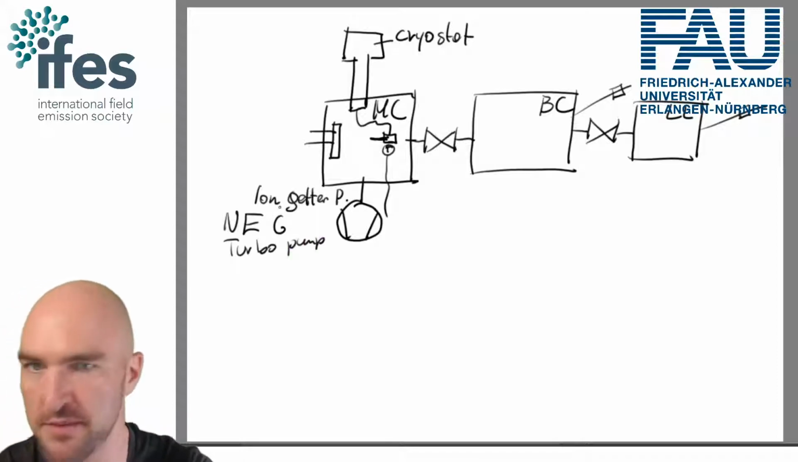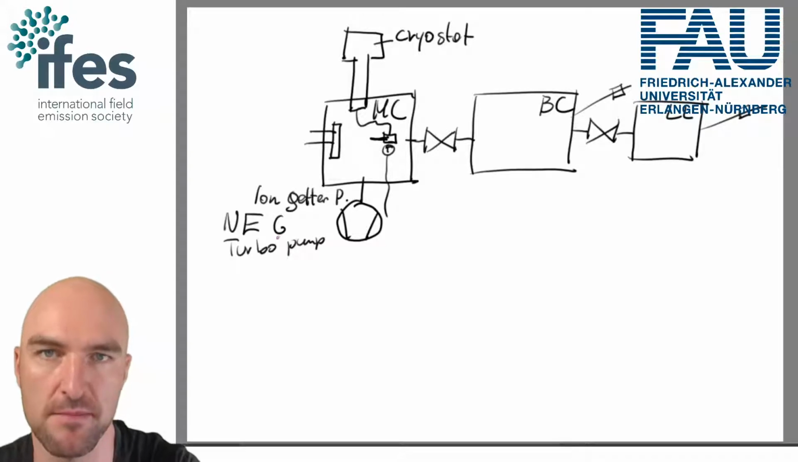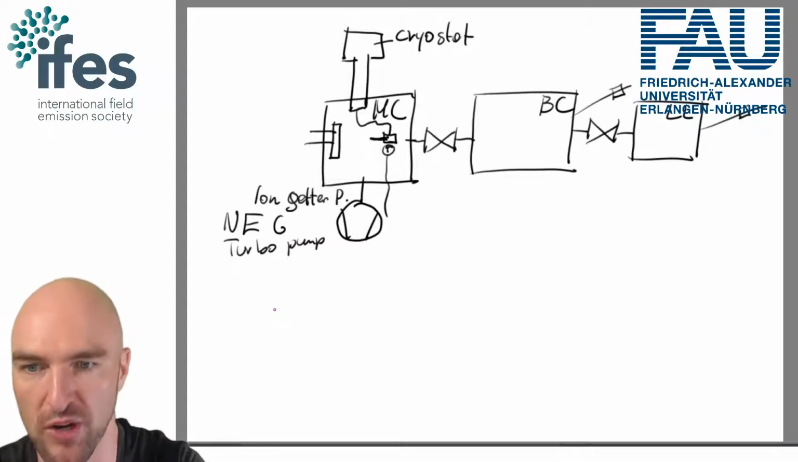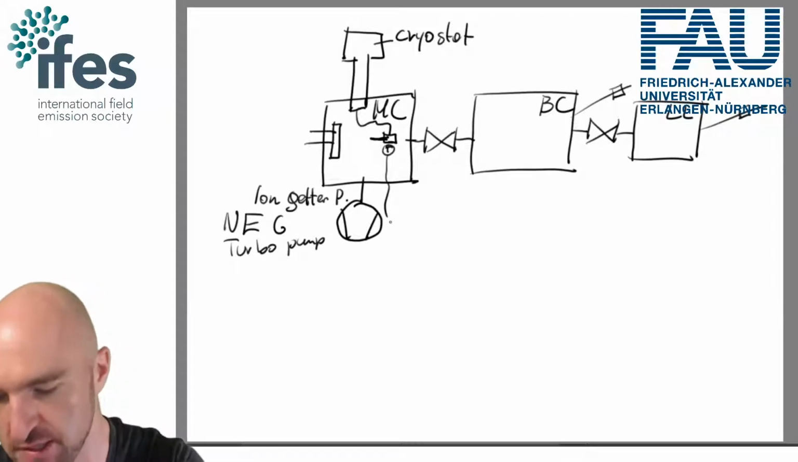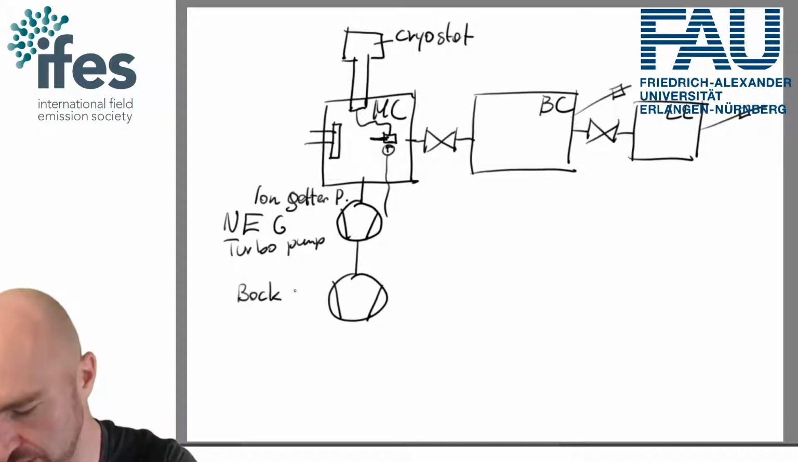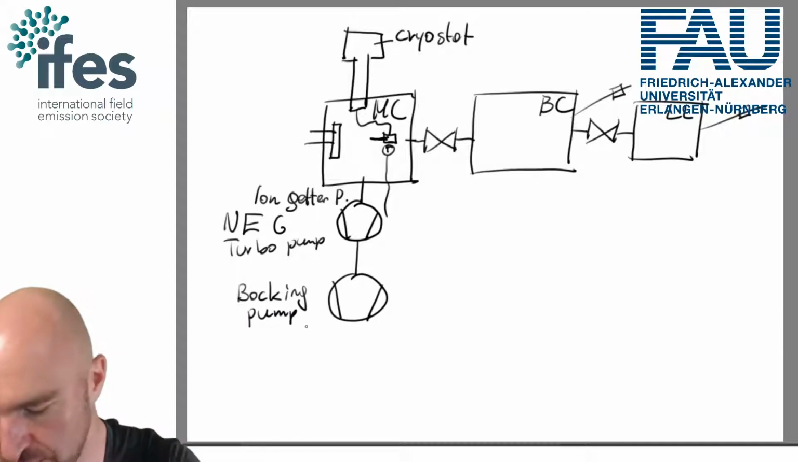But what all of these ultra-high vacuum pumps have in common is that they cannot get you to ultra-high vacuum by themselves. So you need to have a backing pump. Okay, so we need to have a backing pump. And the backing pump can also be various types. And backing pumps could, for example, be a rotary vane pump.